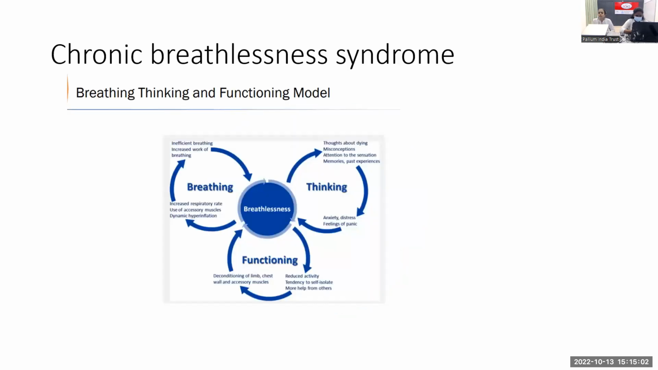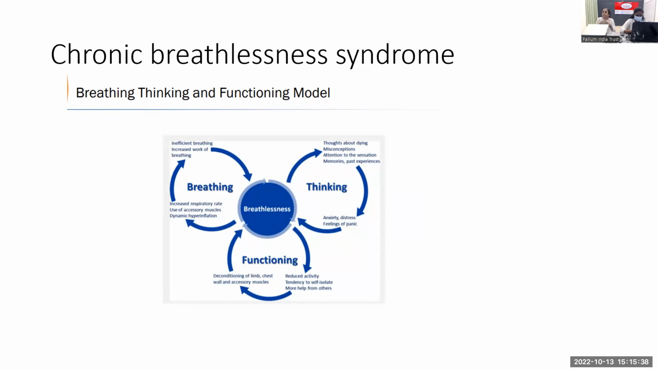So this is a very important model, which is called the breathing, thinking, and functioning model. There are a lot of studies in recent days about this breathing, thinking, and functioning model. It is very similar to what I said. When you think, when you are anxious, when you think about dying, you think about misconceptions that people will tell, that if you start becoming breathless, that means you are going to die soon. All these misconceptions, memories. I have seen someone dying of breathlessness. So those memories can cause more breathlessness.